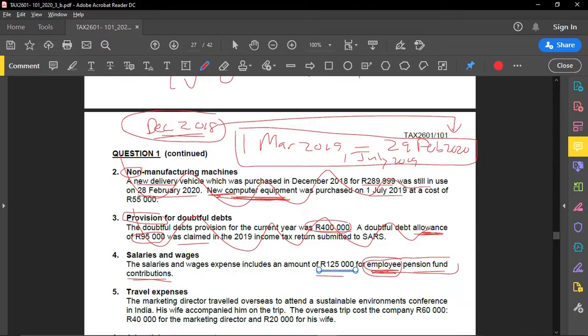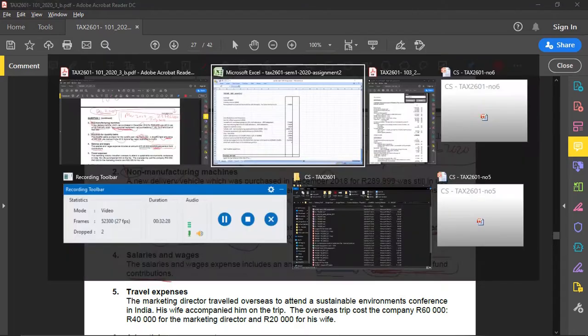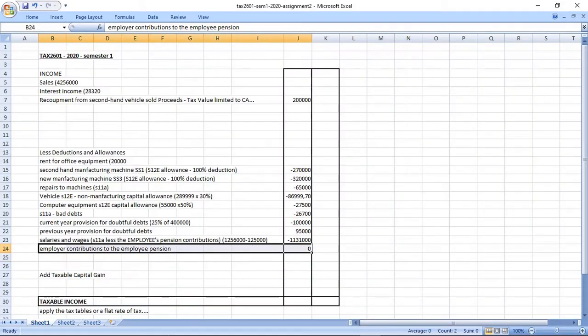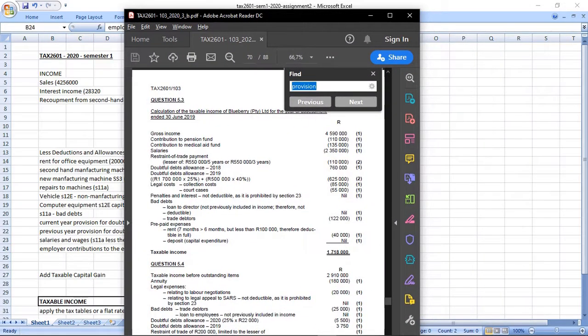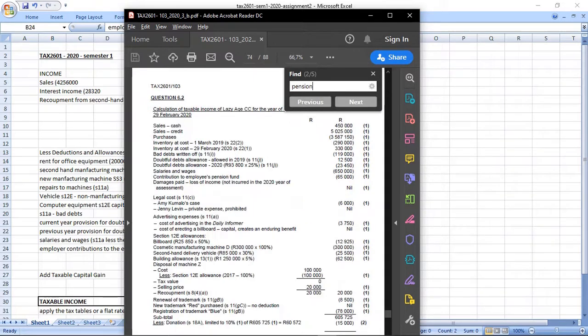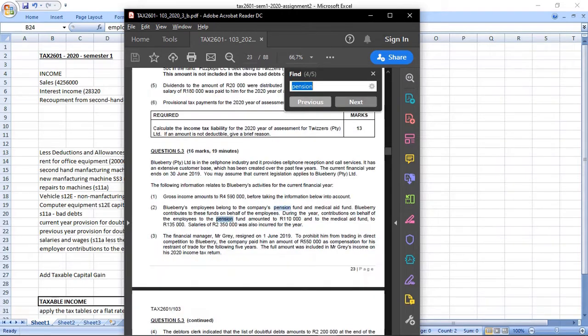Again, the reading here is quite important. I hope UNISA hasn't interpreted this as being the employer's contribution to the employee's pension fund. That wouldn't be correct. Then you would have to record a separate employer contribution to the employee's pension fund. Maybe just to show you this, let's search pension. That should find it. Here's an example. Question 6.2, contribution to the employee's pension fund.